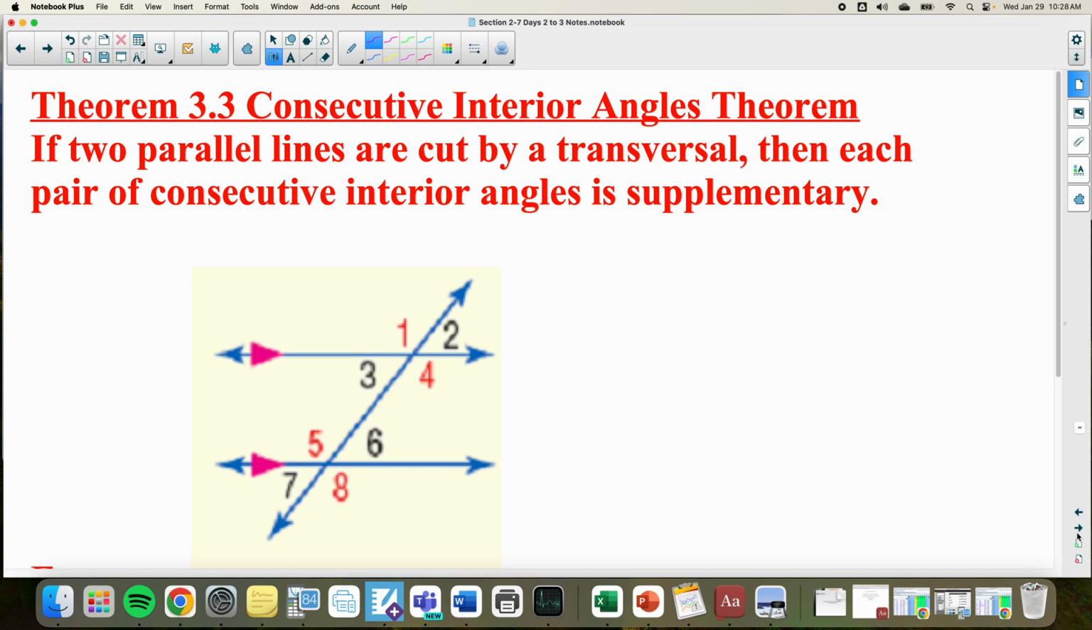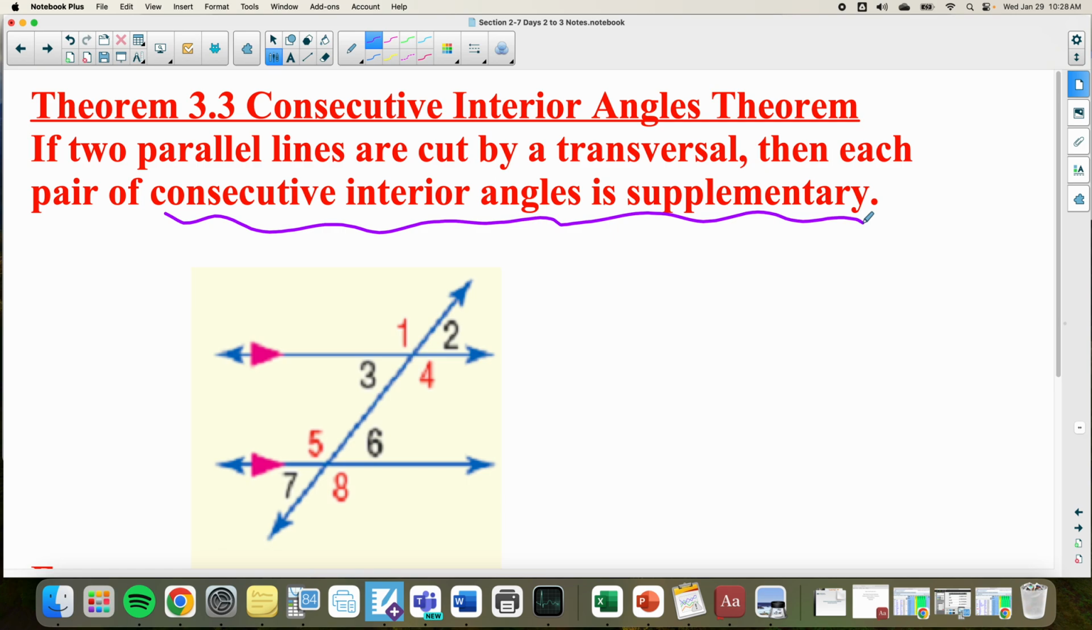There's one that's different. And the one that is different is our consecutive interior angles, and they are supplementary. What does supplementary mean? Remember? No. Look in the back corner, last 2 things. What does supplementary mean? 90. Complementary is 90. Supplementary is 180.